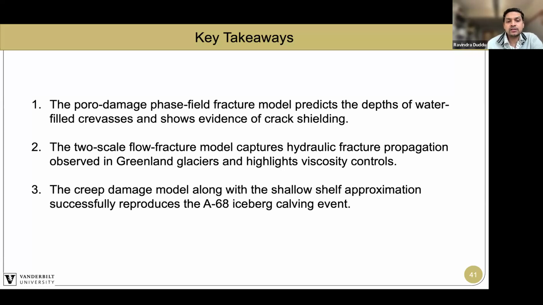And then finally, the creep damage model, along with shallow shelf, can successfully reproduce iceberg calving events. The next thing that we are looking at is to replace this creep damage model with the phase field fracture model and see how that works out.